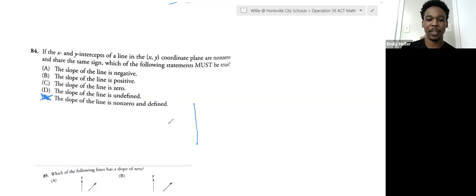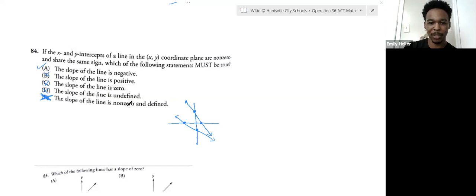So I'm going to draw a little figure here. They're non-zero, but they must share the same sign. So they must be positive and positive, so I have a line, or they have to be negative: x-intercept negative, y-intercept negative. So both of those lines, the slope is negative on both of those. Neither one is positive, neither one is zero, and the slope is not undefined.